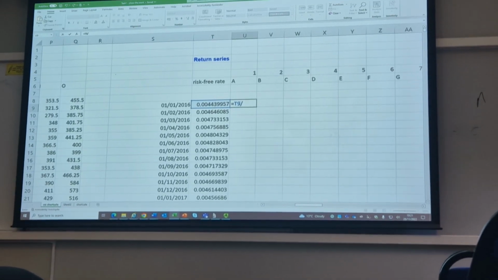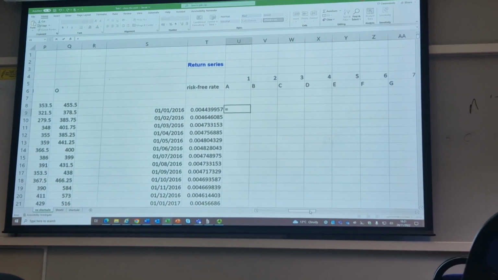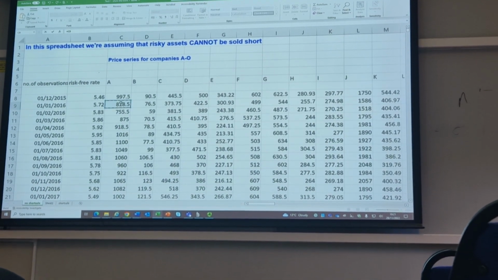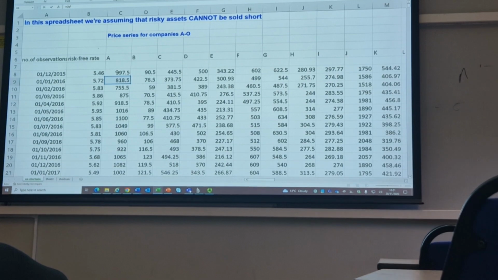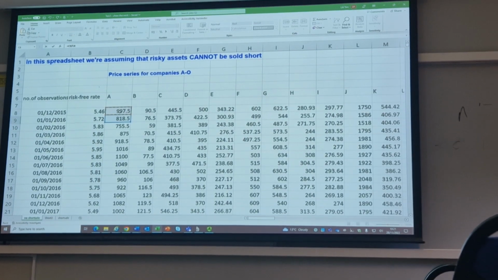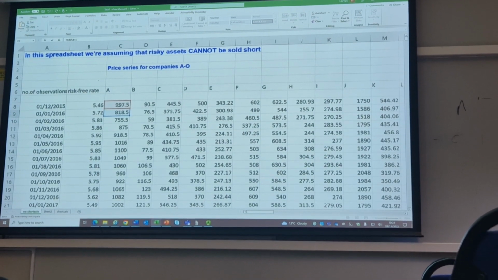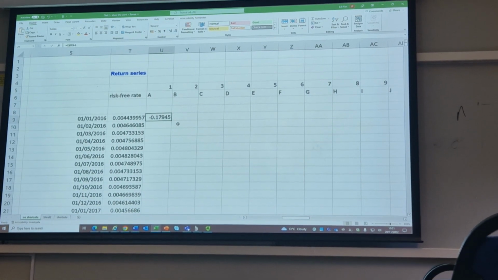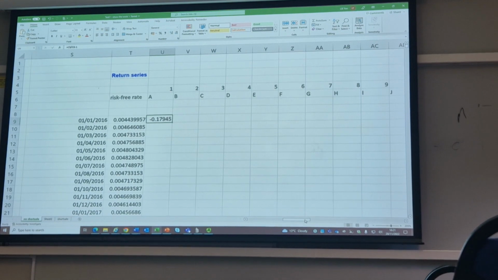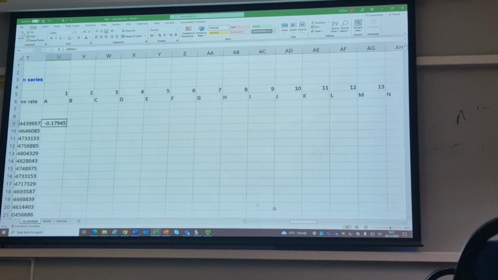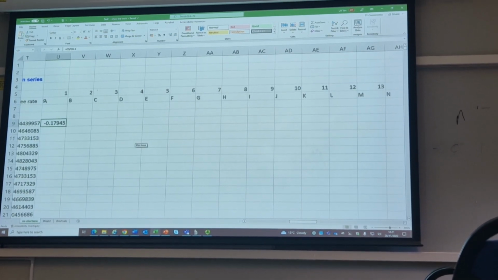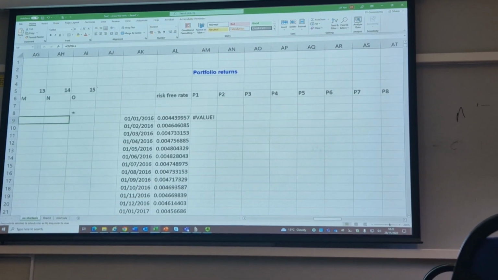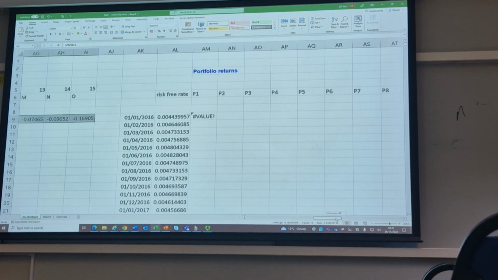2016, January 2016, right? Divided by the previous month's price and subtract 1. Okay, and then for the following assets and the following months of this asset, we just drag it to the right hand side. Right, so this is pretty simple.